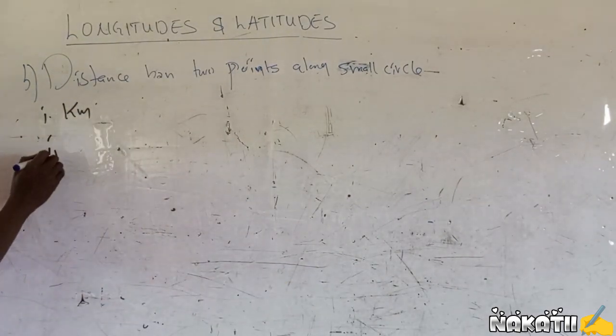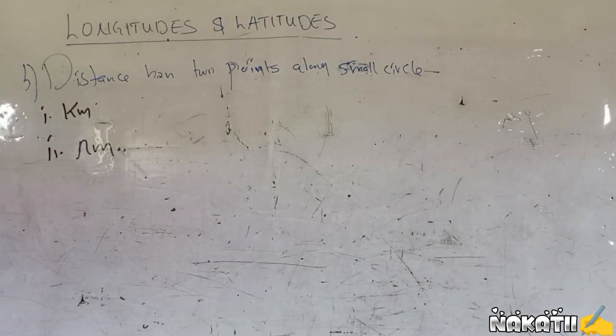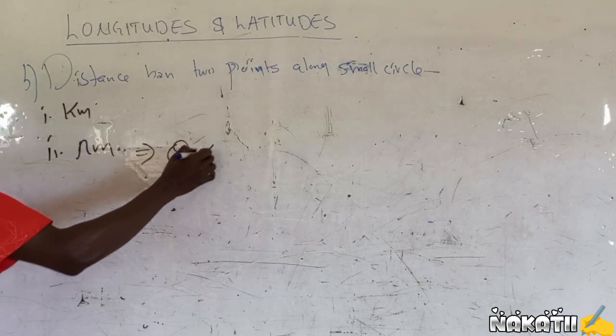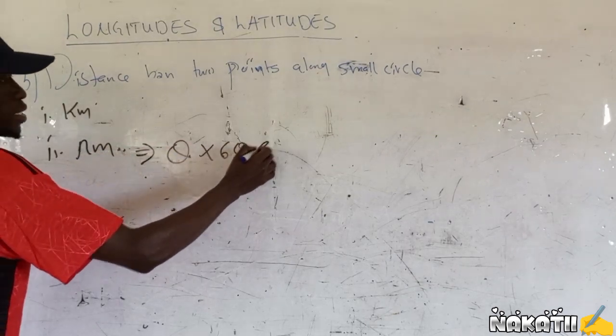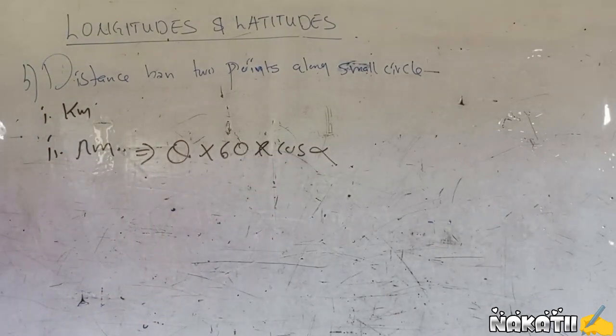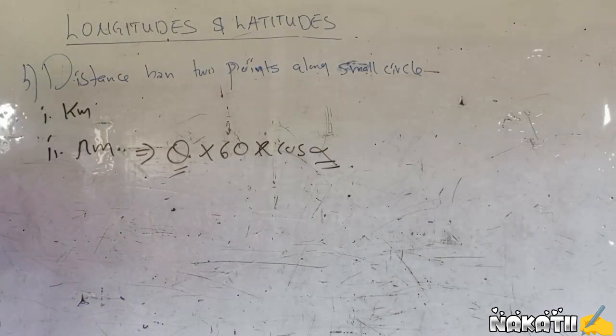Distance in nautical miles. What we do, we say distance in nautical miles is given as theta times 60 times cos alpha. That is how we do it. So theta is the angle between them, and alpha is the latitude angle. And that is how you can summarize this topic.